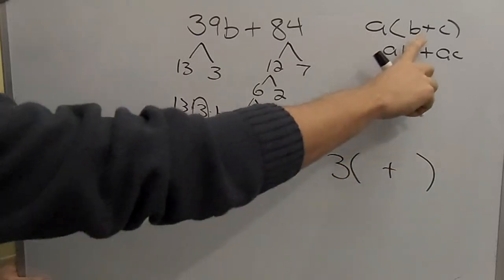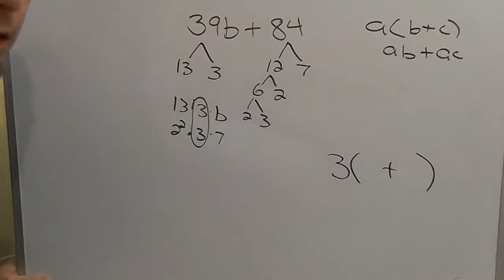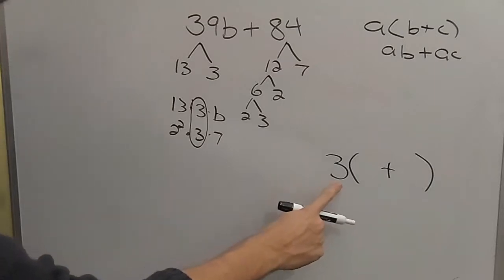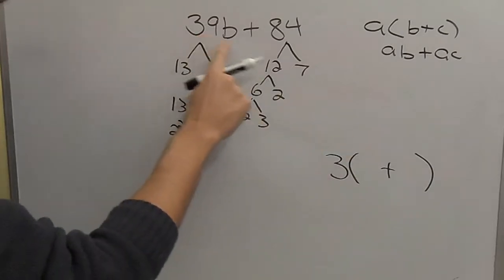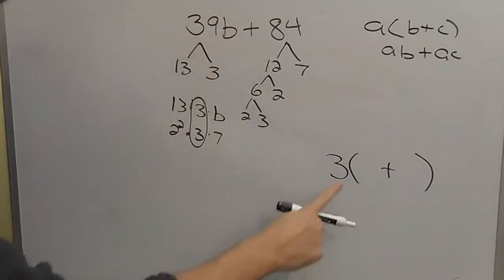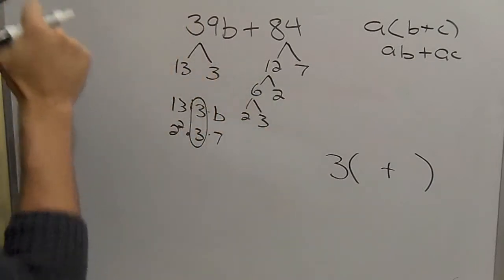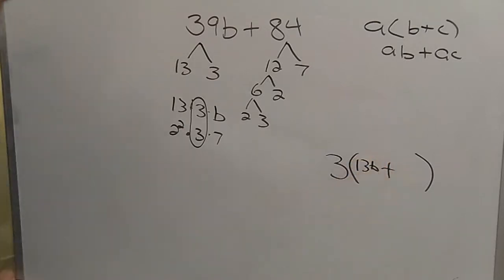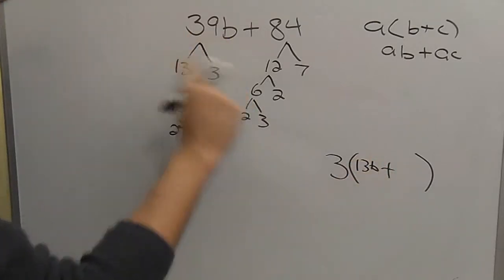So now we have to figure out what b and c would be. To do that, you have two options. The first option I'm going to talk about, I don't necessarily suggest, but it is possible. You ask yourself, 3 times what will get me 39b? You know 3 times 13 is 39, so you'd put a 13 here, times b. 3 times 13b would get you 39b.